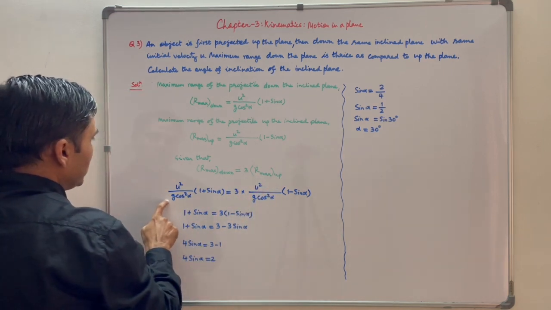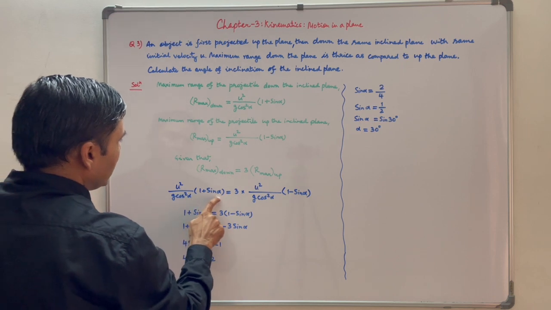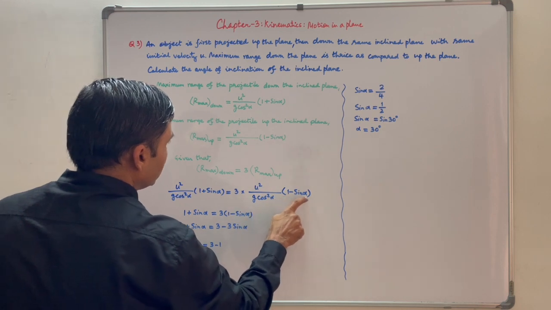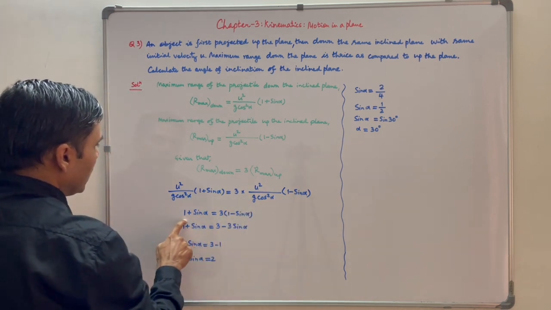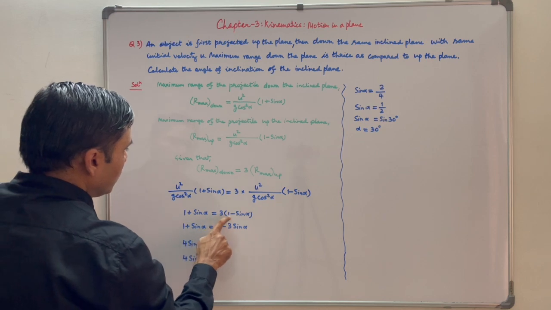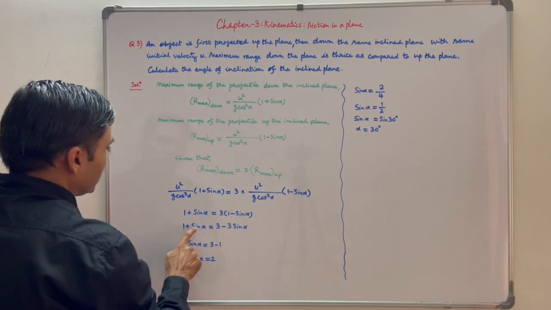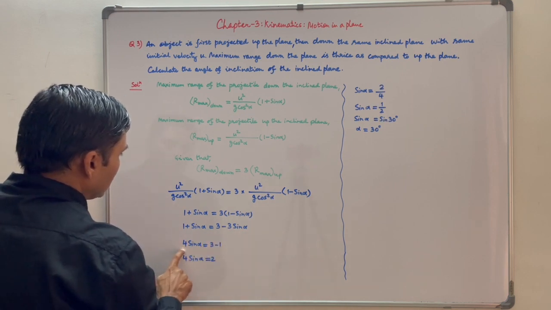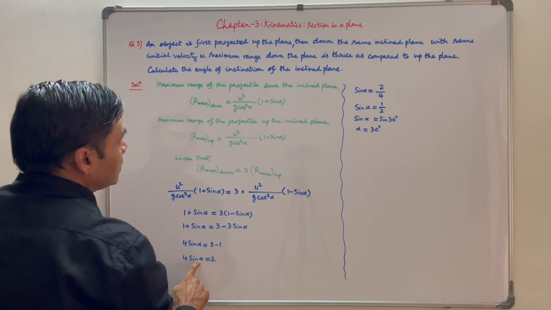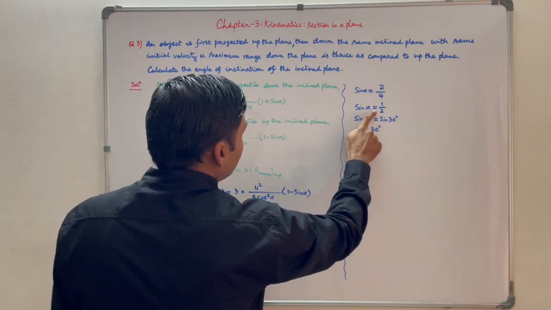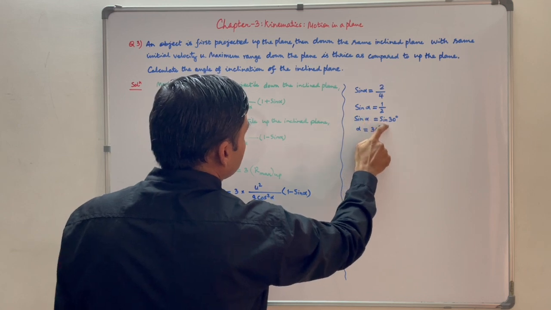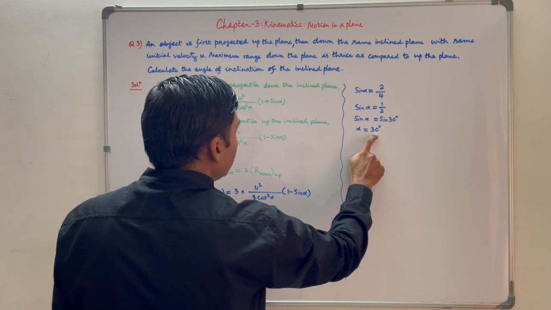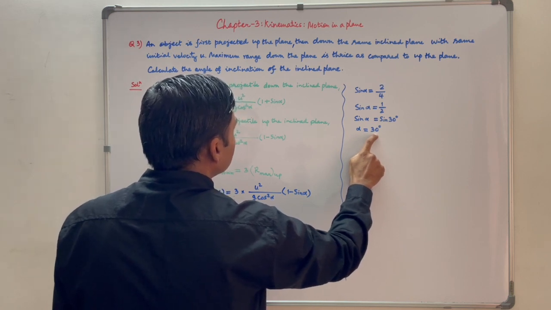So u square upon g cos square alpha into 1 plus sine alpha is equal to 3 times u square upon g cos square alpha into 1 minus sine alpha. So this gives 1 plus sine alpha is equal to 3 times of 1 minus sine alpha, or 1 plus sine alpha is equal to 3 minus 3 sine alpha, or 4 sine alpha is equal to 3 minus 1, or sine alpha is equal to 1 by 2. And we know that 1 by 2 is the value of sine 30. So comparing both sides, alpha is equal to 30 degree. So angle of inclination of the inclined plane is 30 degree.